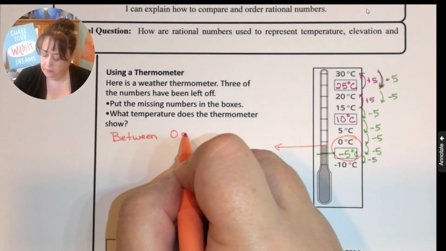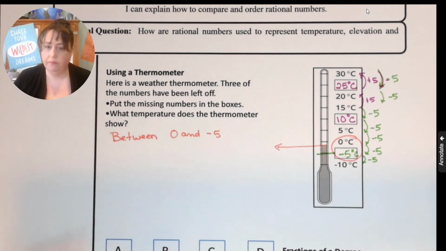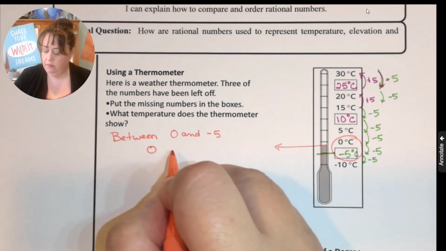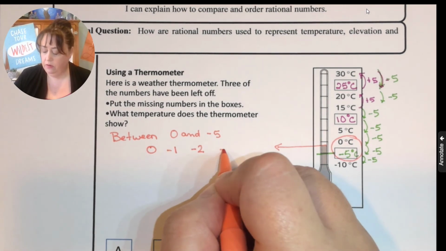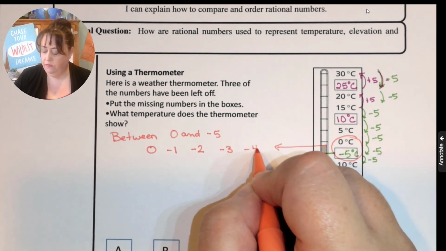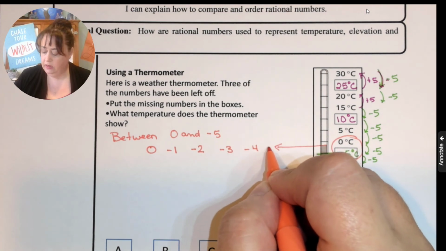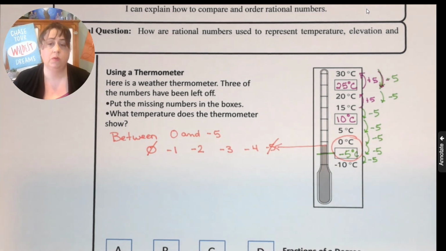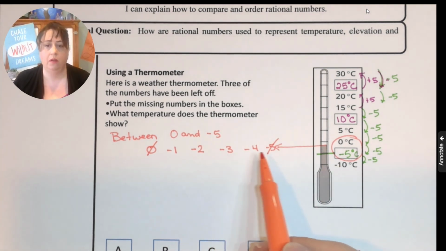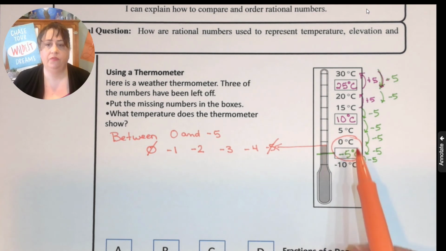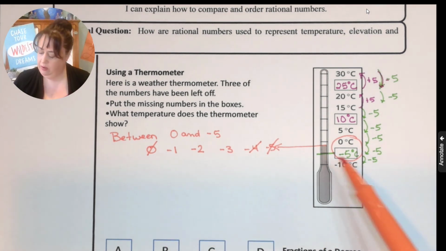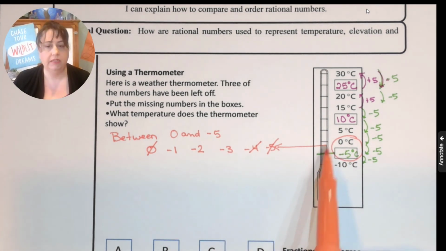0 and negative 5. So let's list out those numbers between 0 and negative 5. That would be 0, negative 1, negative 2, negative 3, negative 4, and negative 5. And it can't be 0 and it can't be negative 5 because those are the actual lines. So it's somewhere between here. If it was negative 4, it would be really close to the negative 5. So it can't be that. And if it was negative 3, it would be in the center. Is that in the center? No.